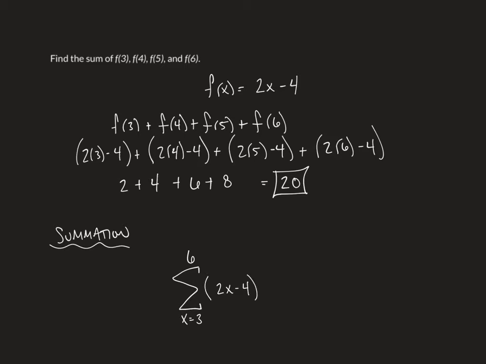So now I've told my function to plug in a 3 into this function and get a result, then to plug in a 4, get a result, 5 and a 6, get a result, and then add them all together like we just did. So what I'm going to do is show you how to do that on a Desmos calculator here.